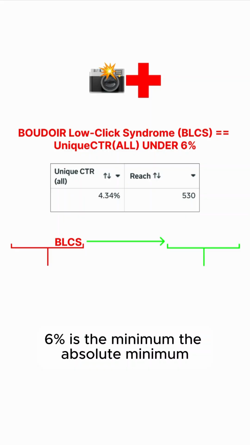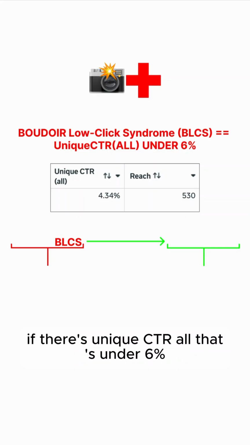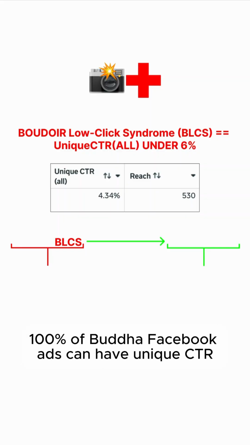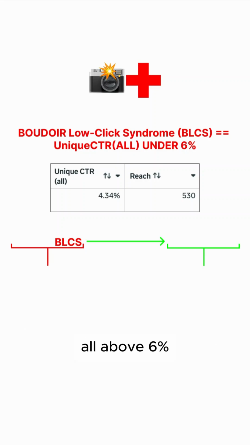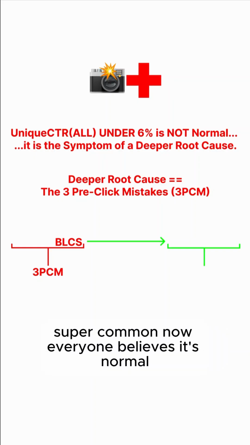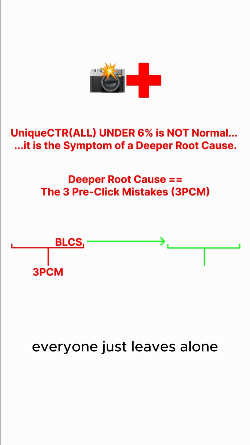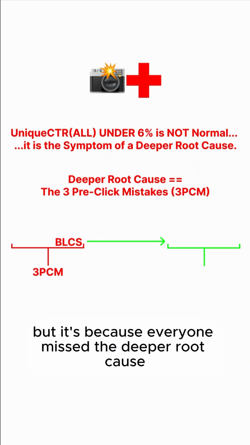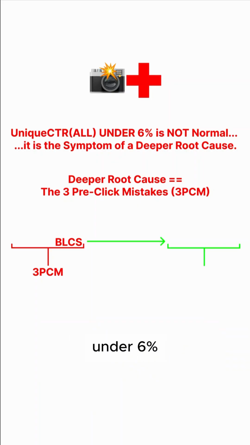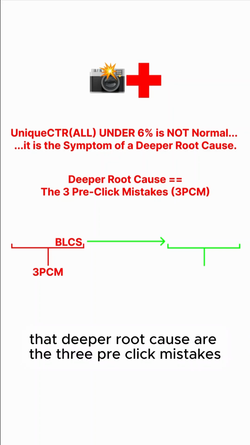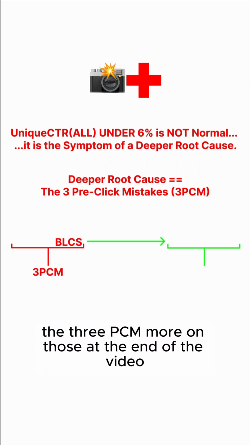6% is the absolute minimum. If there's a unique CTR that's under 6%, we got massive big problems. 100% of Boudoir Facebook ads can have a unique CTR above 6%. So unique CTR under 6% is not normal. Super common though. Everyone believes it's normal, everyone just leaves it alone, nobody tries to fix it, because everyone missed the deeper root cause. Unique CTR under 6% is actually the symptom of a deeper root cause. That deeper root cause is the 3 pre-click mistakes, the 3 PCM. More on those at the end of the video.